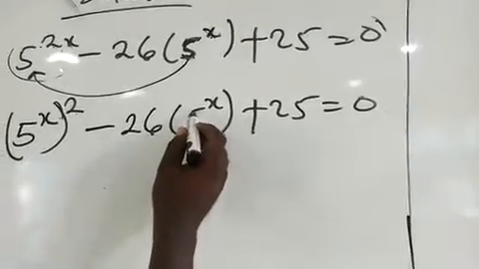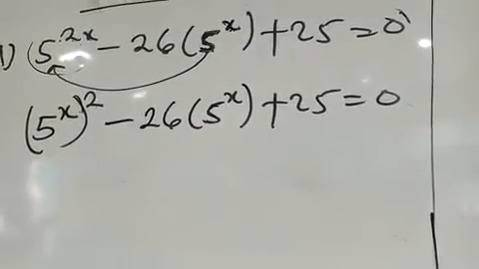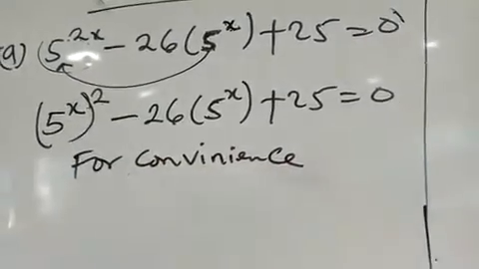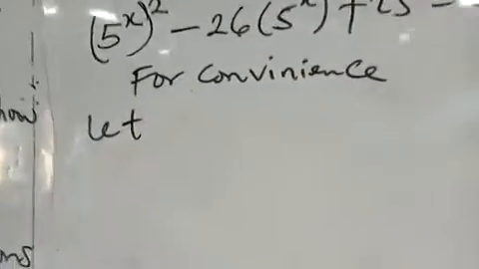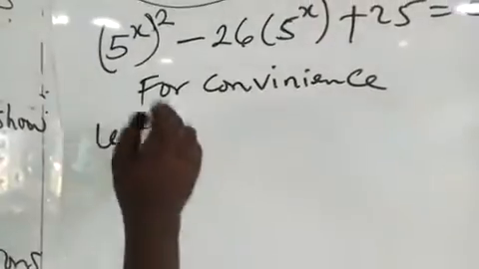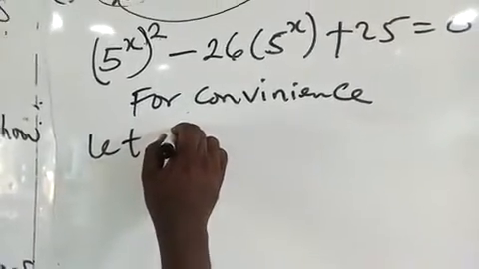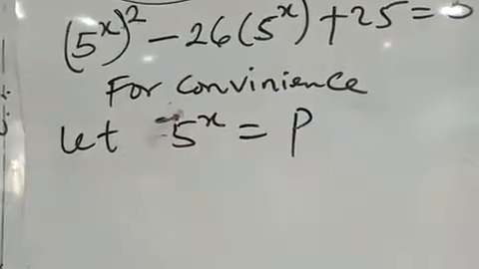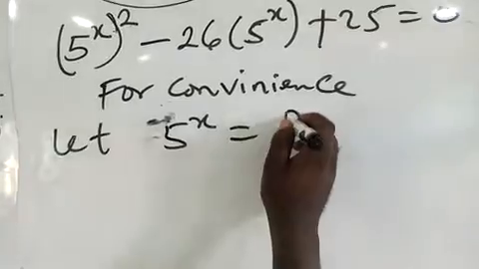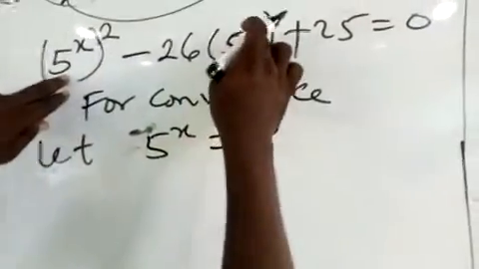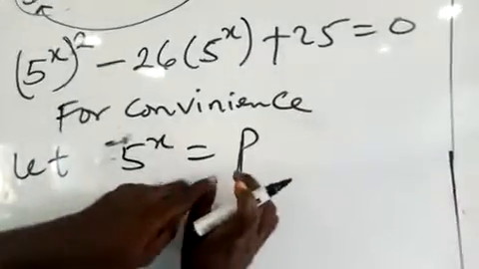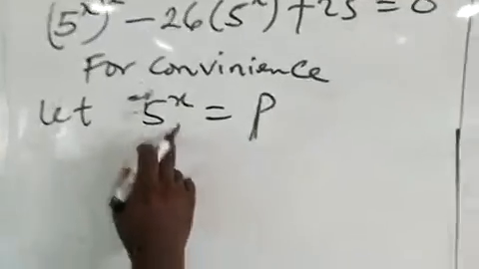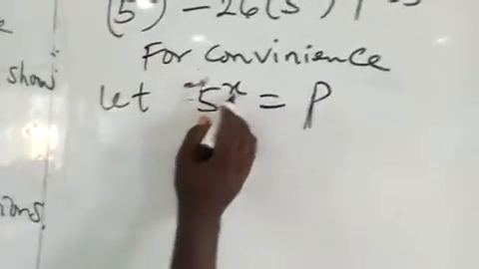Now, for simplicity, or for convenience, so that it will be easier, let 5 raised to power x equal P. Do you understand now? Why do I do that? It is because I want this 5 raised to power x to be represented by a letter. So that when I finally get that, I can replace it back for convenience. So anywhere I see 5 raised to power x, I am putting P.